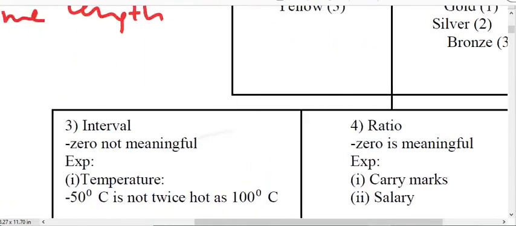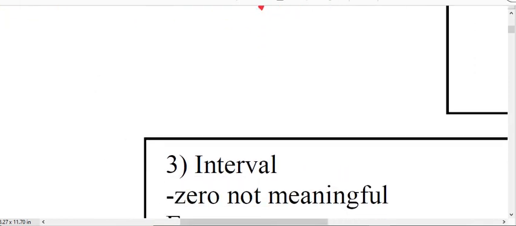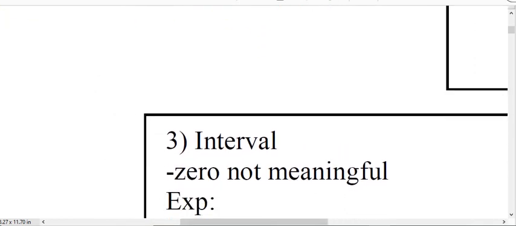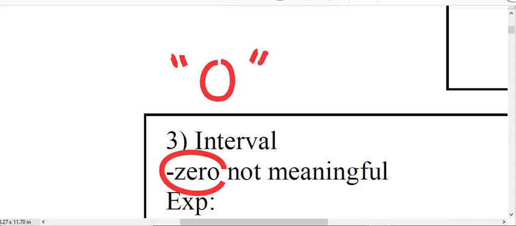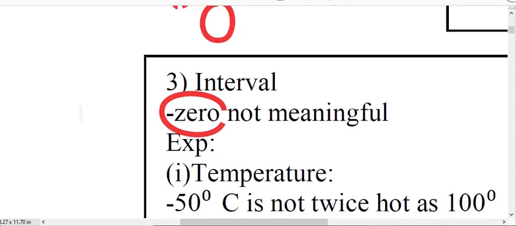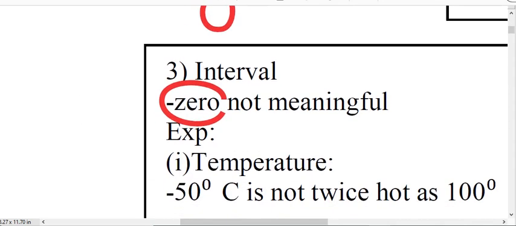Another 2. The third one, interval. What is interval? Interval means 0 is not meaningful. What does it mean here? The number 0 here means nothing. For example, temperature. 50 degrees Celsius is not twice as hot as 25 degrees Celsius. Even though you have 0 degrees, it doesn't mean there is no temperature inside the fridge. No. I hope you get the idea.